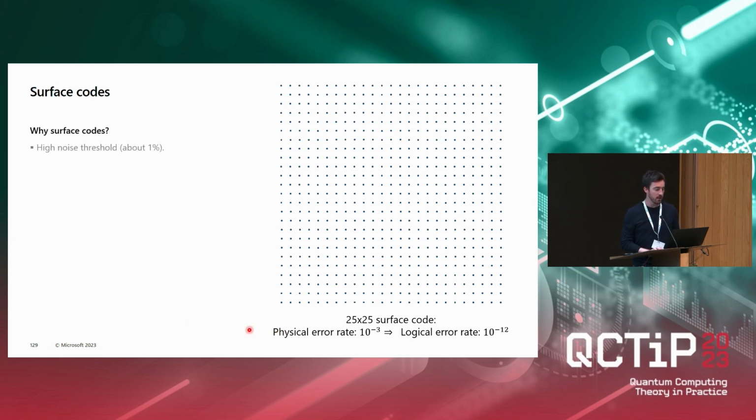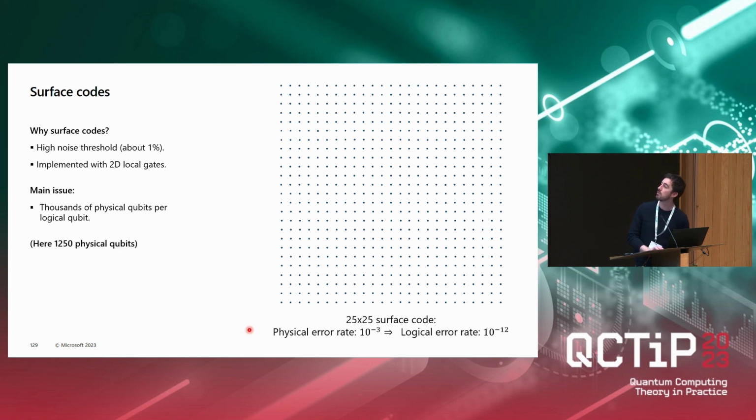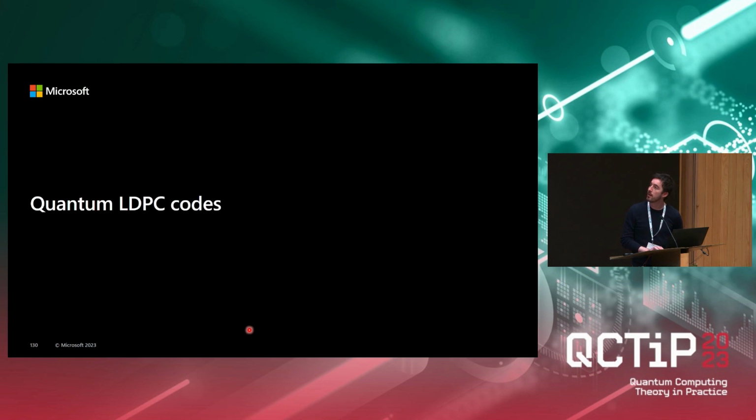And the advantage is that, first, it has a high threshold. You only need to be below 1% noise for all of your gates and all your qubits. So it tolerates a lot of noise. And it can be implemented in 2D. We can imagine it's going to be difficult with those expander graphs. But the main issue is that it costs thousands of qubits per logical qubit. And here it's 1,200. That's why we moved to quantum LDPC codes.